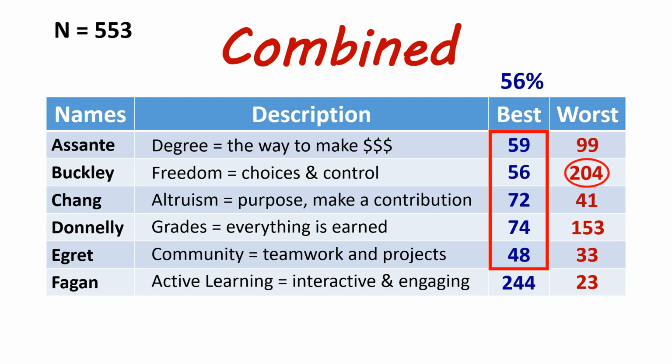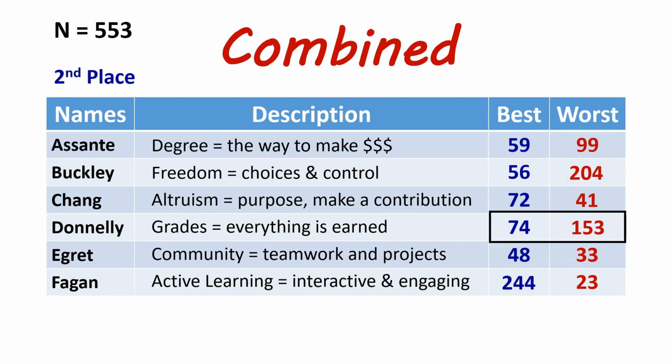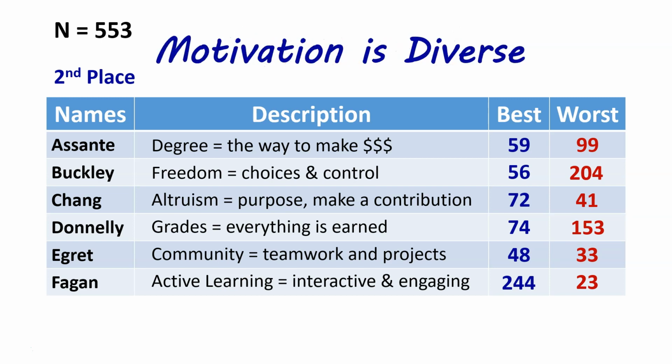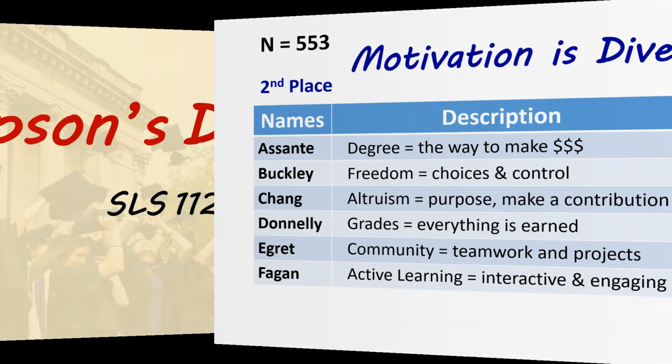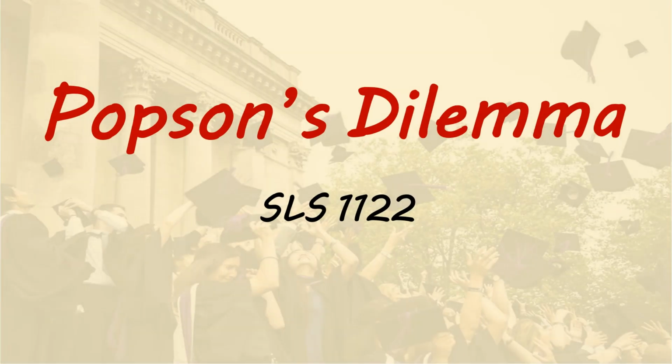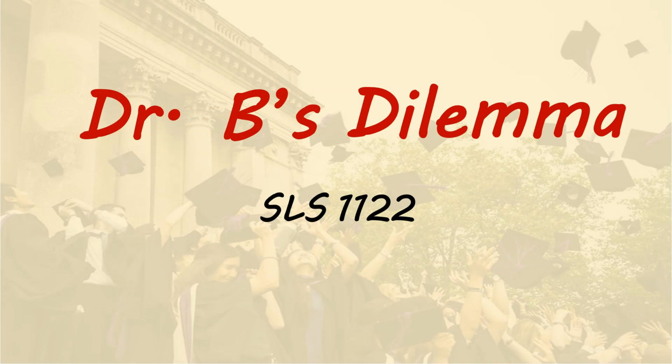Conversely, yes, a lot of people say, freedom, we don't want that, don't want too much control. But looking at the data, we see a full 10% that it motivates the most. And then in second place, ironically, we find that when it comes to grades, it was second place both from most motivating and least motivating means. So we looked at this, discussed it, watched the takeaway, and we come away with this point. Motivation is diverse. And I use this and say, Popson's dilemma is Dr. B's dilemma and every other professor's dilemma because we can't please everyone all the time.